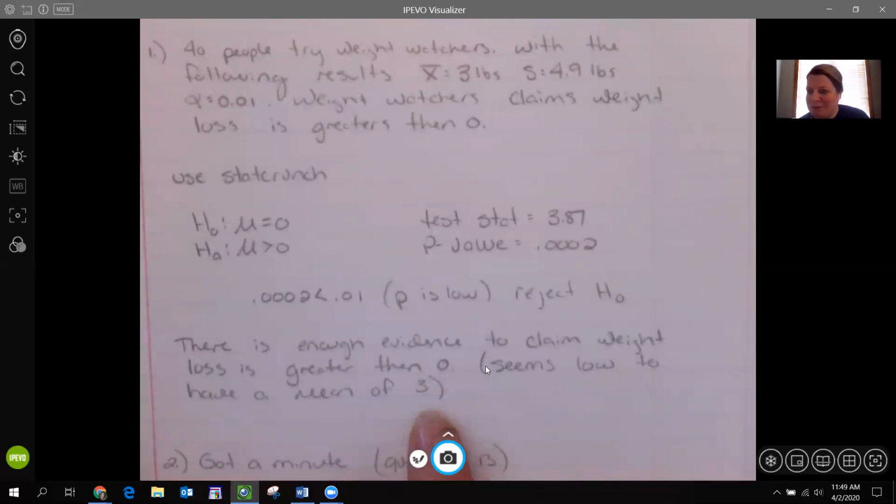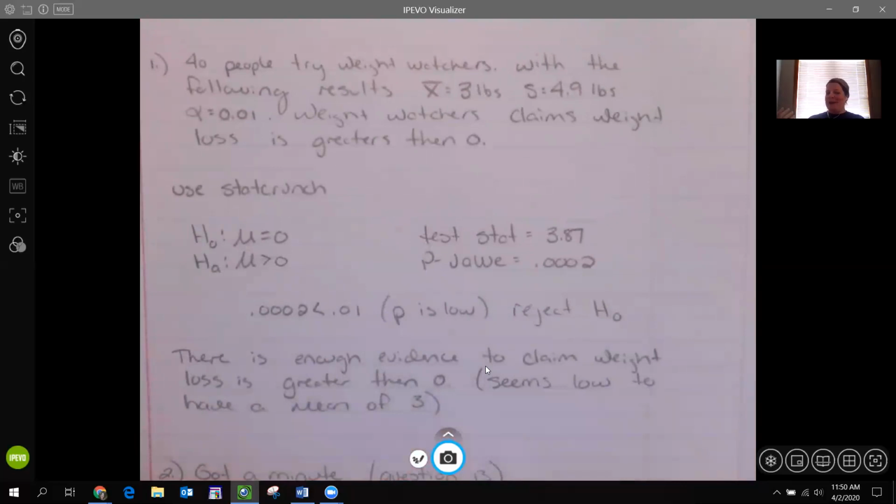But it seems low to only have a mean of 3 pounds. So that was just me saying, really? 3 pounds? That's all you lost? I would hope if you paid for a program, you were a little higher on the weight loss. But there you go. That's how you're going to do it with summary.